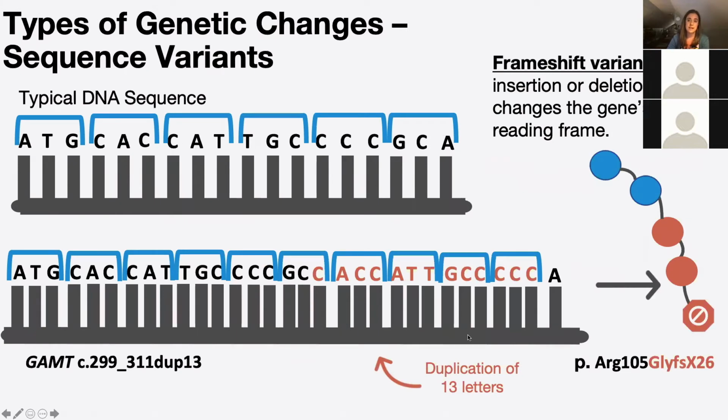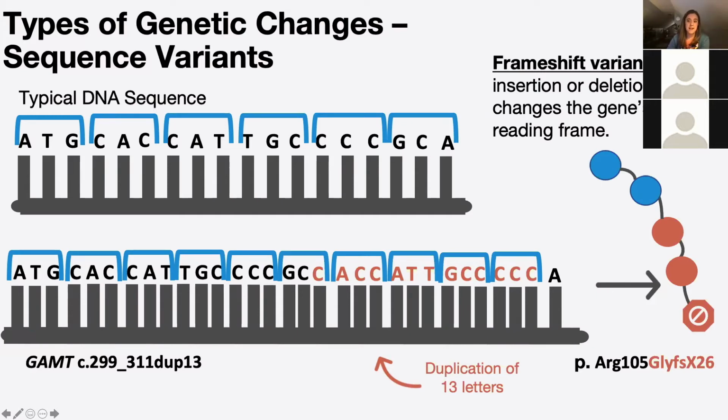Adding or removing letters in the DNA sequence can result in two different types of variants. The first are what we call frame shift variants. As we talked about earlier, the body reads the DNA in sequence in sets of three. If we duplicate a number of letters that's not a multiple of three, our frame of reading can shift. It can impact the rest of the protein sequence, the rest of those amino acids, and eventually result in a stop signal.